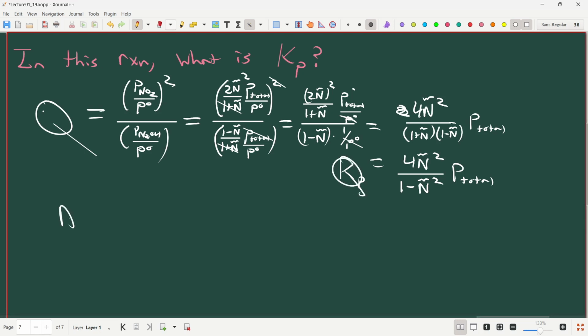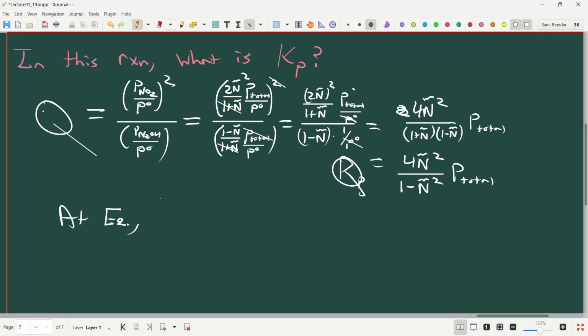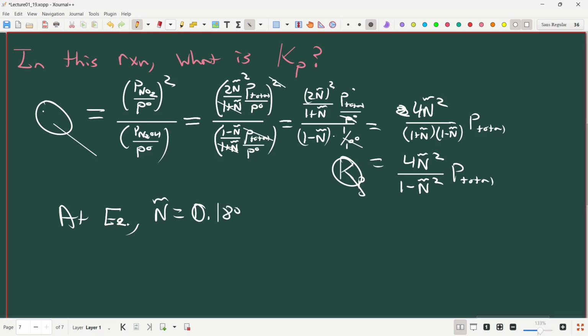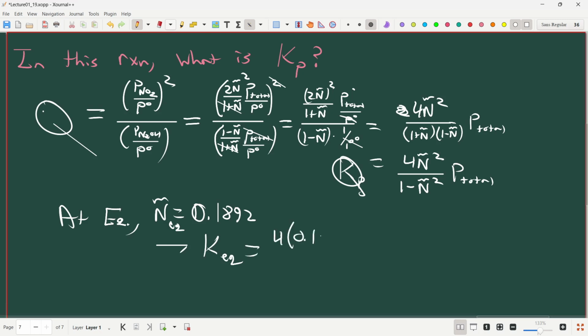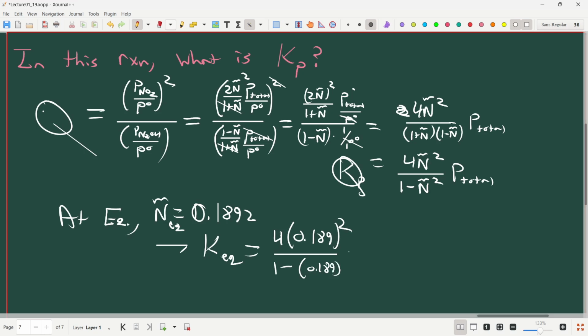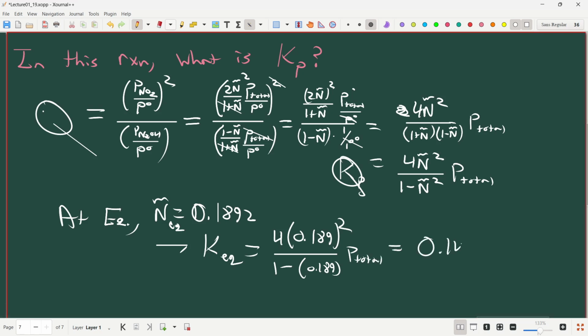So at equilibrium, remember that n̂, I keep calling it factorial, I'm sorry, the equilibrium n is 0.189. And so this means that Keq is 4 times 0.189 squared over 1 minus 0.189 squared, times P total, which is 0.148 P total.